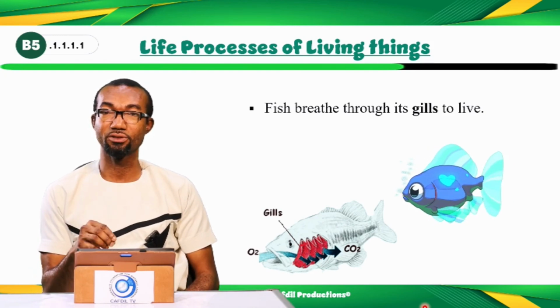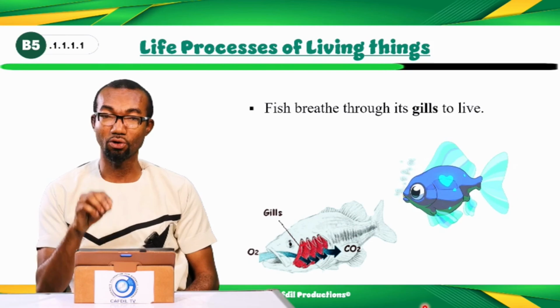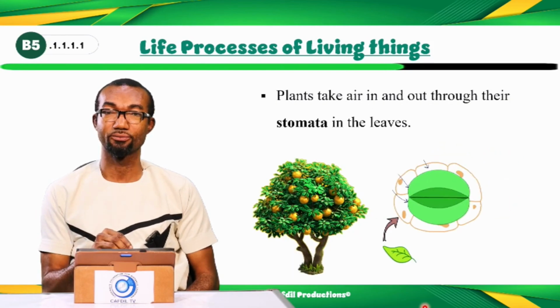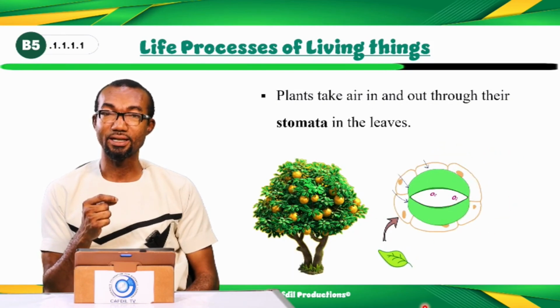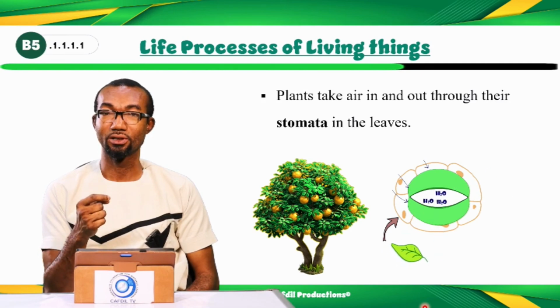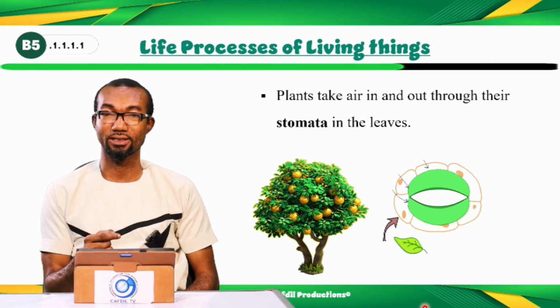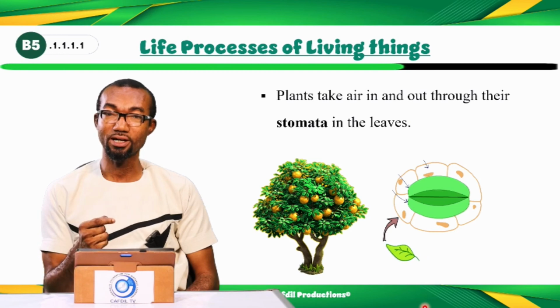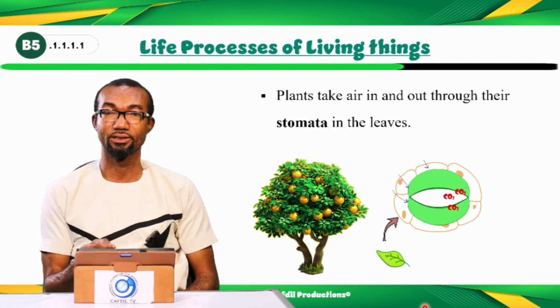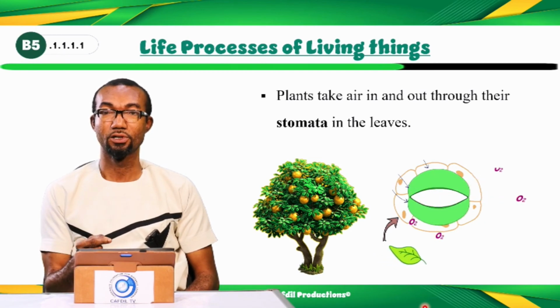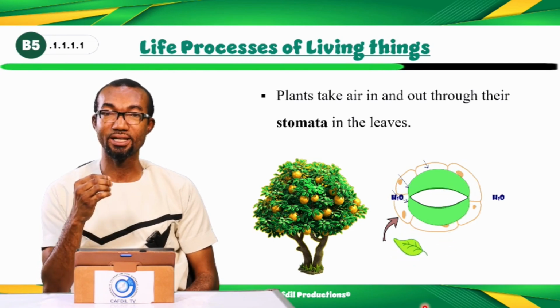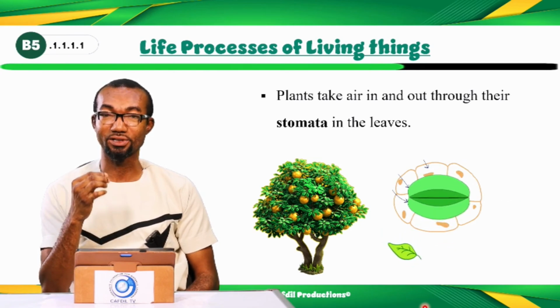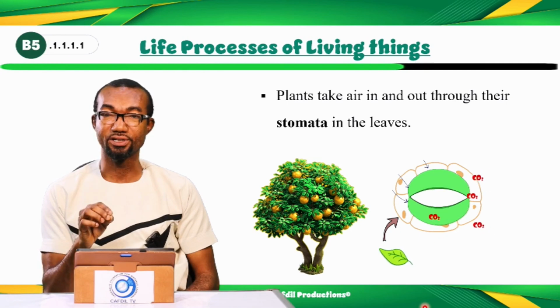So fish breathe through their gills to live. They all need air to live. Plants also take in and out air through their stomata. And where are these stomata located? In the leaves. So plants also take in and out air through their leaves.